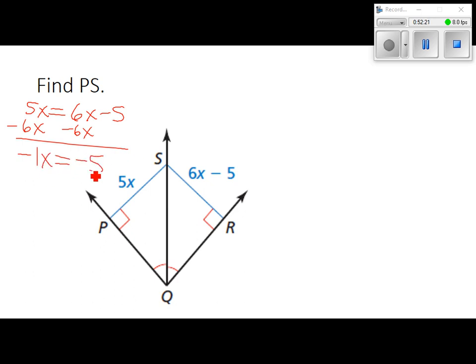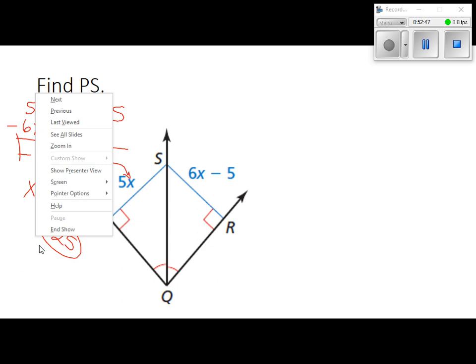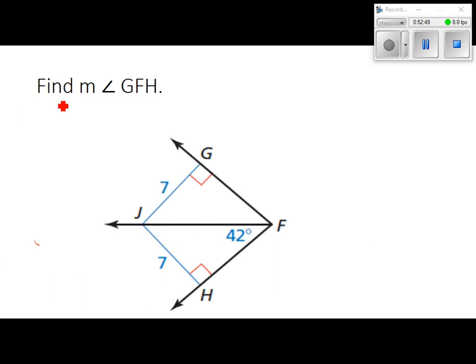A lot of people make a mistake right here because they move everything to one side and then don't know what to do next. When you get something like this, what do you have to do to figure out what x is? Change the sign, so what's x equal? 5. Now they wanted to know how long PS is. What are we going to do? Plug it in, so it is 25. Don't make these harder than they are. Next one.